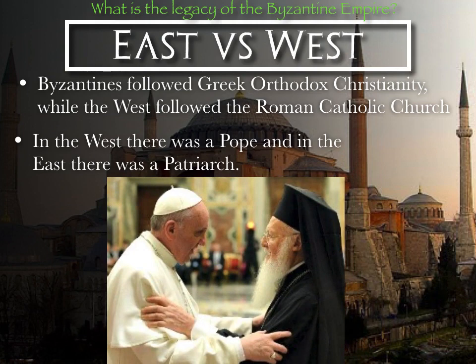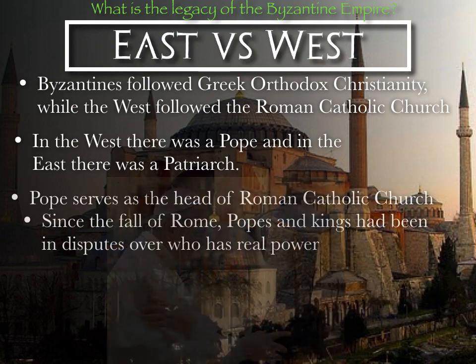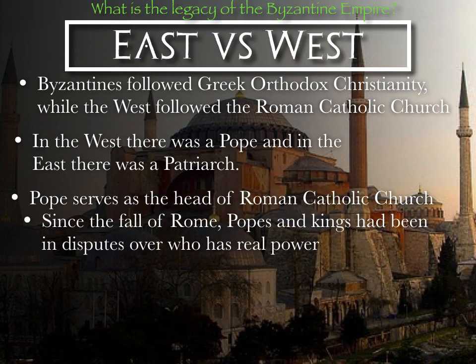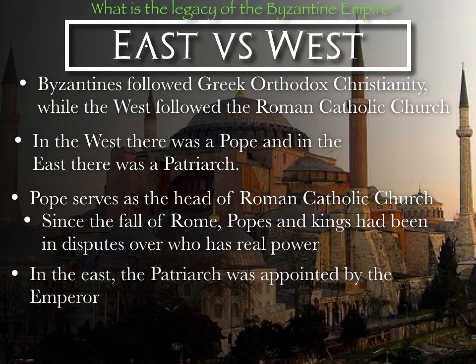So you could see clearly who has power. In the West, the Pope, who is closest to God, has the power. While in the East, the Patriarch, who is appointed by the Emperor, well, in that case, the Emperor has more control of the church. Now, the Pope serves as the head of the Roman Catholic Church, and since the fall of Rome, popes and kings have been in disputes over who has the real power. And in the East, as I mentioned, the Patriarch was always appointed by the Emperor.